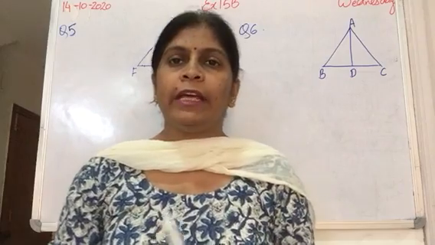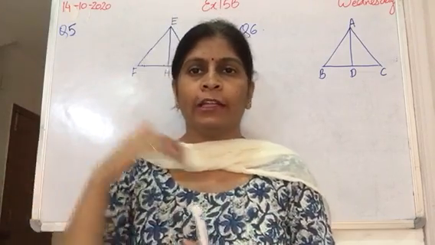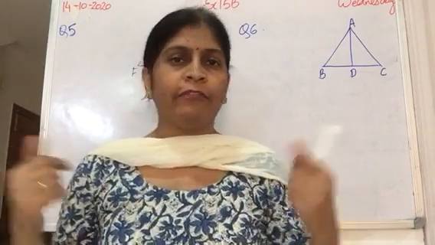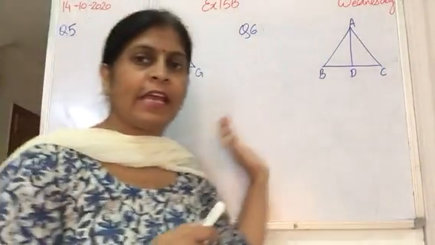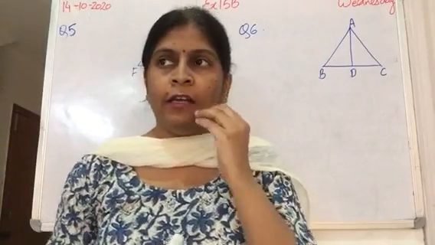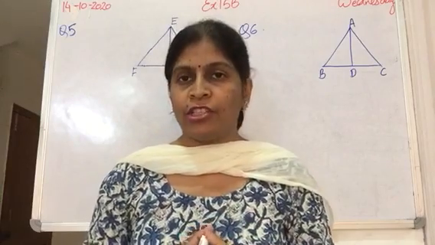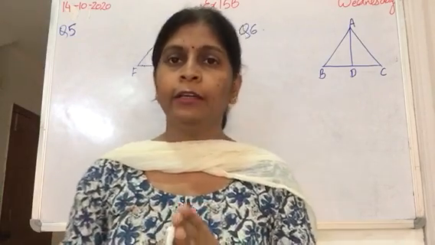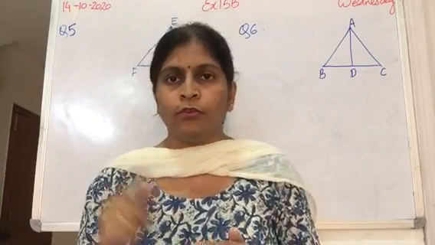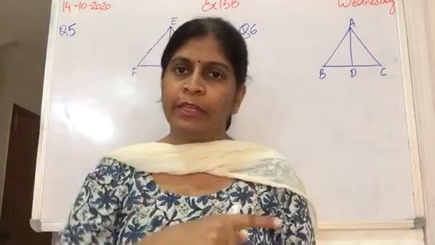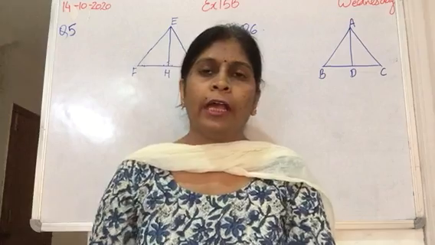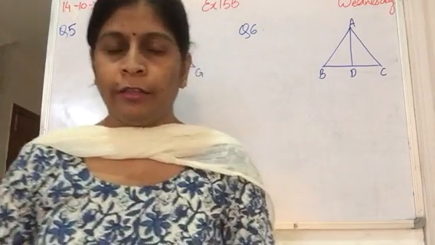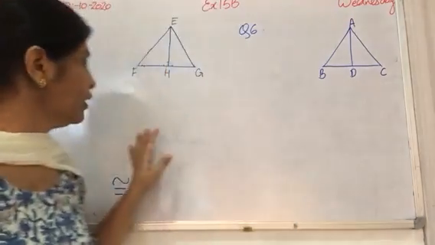The third will be ASA, two angles and the common side between them. Like if we talk about this angle and this angle, the common side between them will be the same as in the other triangle. The last criteria will be RHS, which is right angle, hypotenuse and side. So the right angle and hypotenuse are given, along with either the base or perpendicular, and that will be the same as in the other triangle. Now let's do the fifth question.